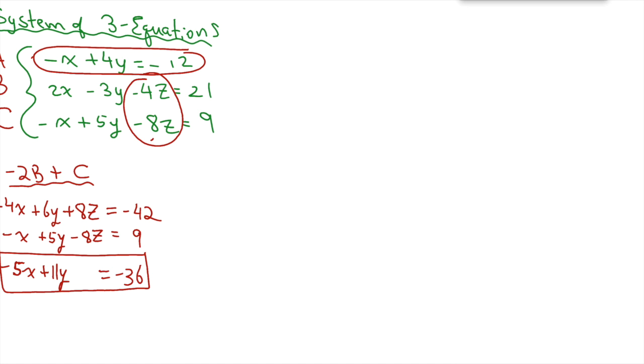Alright, so what do you think we're going to do now? Let's call this equation D. What do you think we're going to do now? It's 33. What is 33? 42 from 9. Sorry.